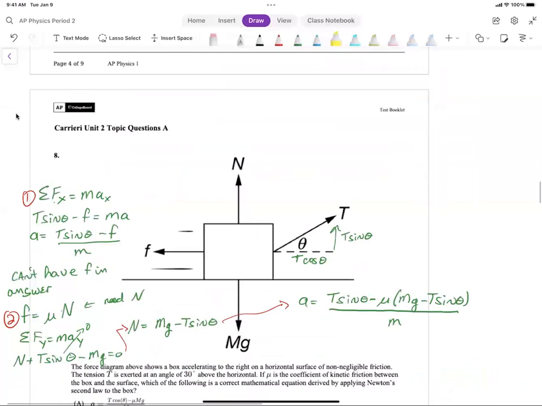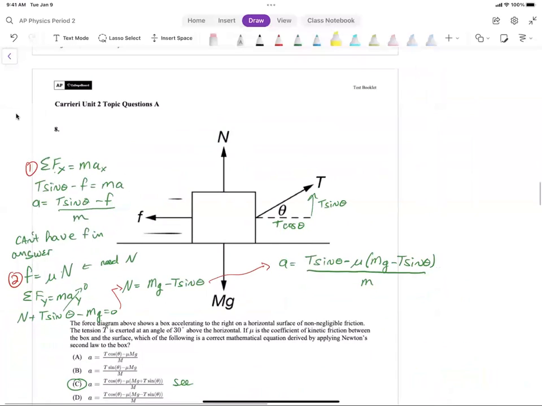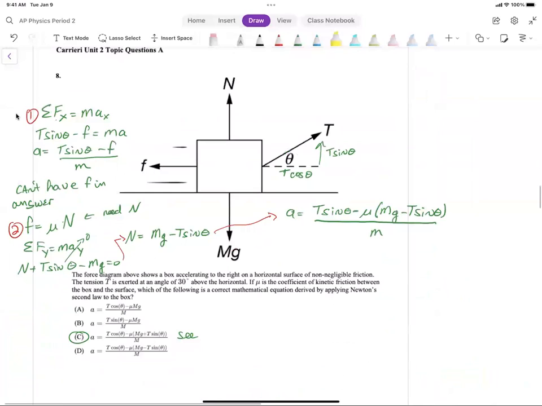Number 8 and 9 had a lot of algebra in it, but I will tell you that you should be able to do this algebra very quickly because it should be very straightforward. This is a situation of a block that's sliding to the right. How do I know? Because I actually have to solve for its acceleration. Friction's to the left. That means velocity must be to the right. Okay. They want me to solve for acceleration.